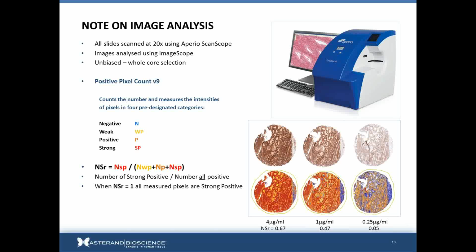When the system assesses staining intensity, it breaks the range of intensities down into 4 bins: negative, no staining; weakly stained pixels; positive pixels; and strong positive pixels. NSR is the proportion of strong positive pixels relative to all the measured pixels. So when NSR is 1, all the pixels the instrument has measured fall within the strong positive bin. We use this method to quantify chromogenic staining in the 3 components of the immunohistochemical validation assay.